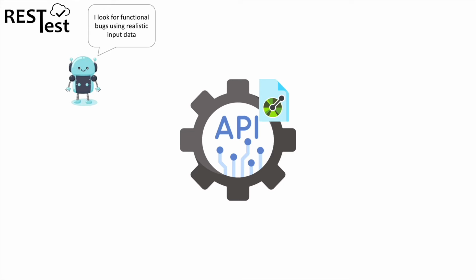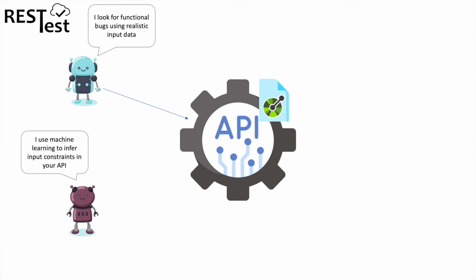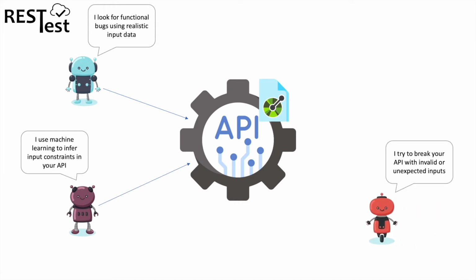In particular, he looks for functional bugs using realistic input data, so he mimics the behavior of your real-world users to test your API. We also have Patricia. Hey, Patricia. Patricia uses machine learning to infer input constraints in your API, so she provides you with new knowledge about your API. This is Betty. Hey there, Betty. Betty is an expert in breaking your API with invalid or unexpected inputs, so she helps you make your systems more robust.